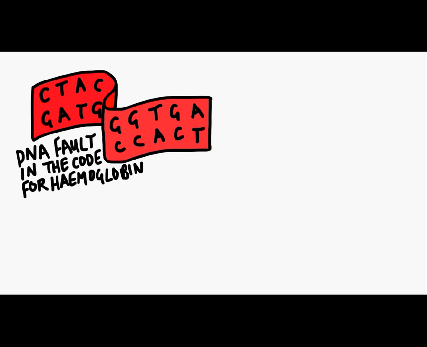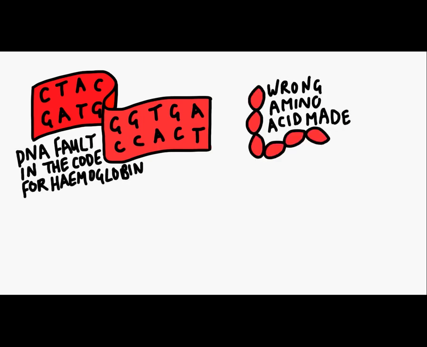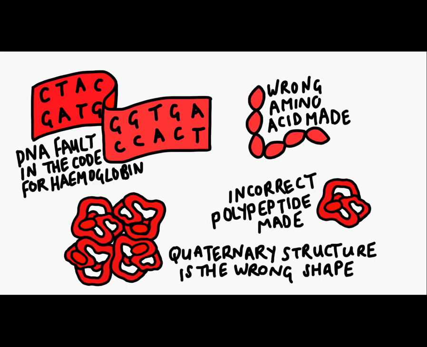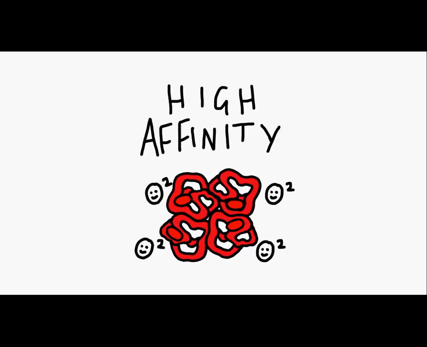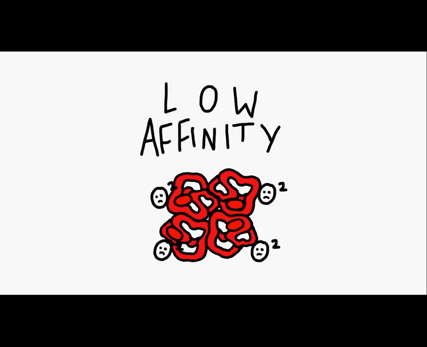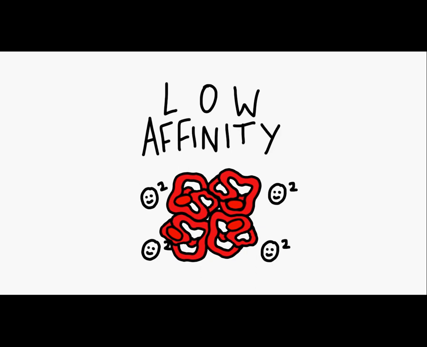If there were to be a fault in the hemoglobin's DNA, then a wrong amino acid would be made, meaning an incorrect polypeptide would be made, and so oxygen would not be able to bind. High affinity is when oxygen can bind easily to the hemoglobin, but it struggles to be released, and low affinity is the opposite. Oxygen struggles to bind, but it can be easily released.